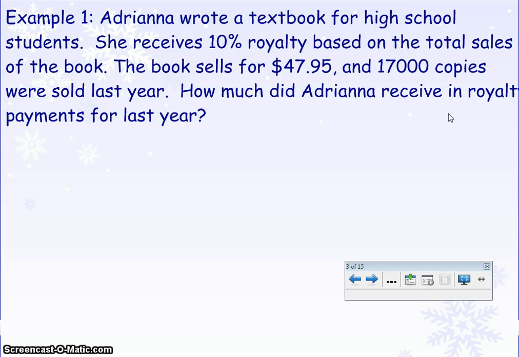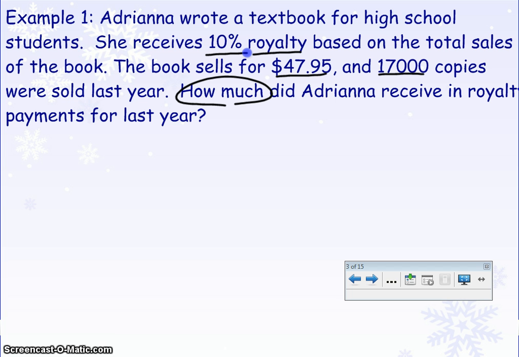Right, let's look at our first example for 1.3. Adrianna wrote a textbook for high school students, and she received 10% royalty, royalty being a vocabulary word, based on the total sales of the book. The book sells for $47.95 per book, and 17,000 copies were sold last year. How much did Adrianna earn in royalty payments last year?